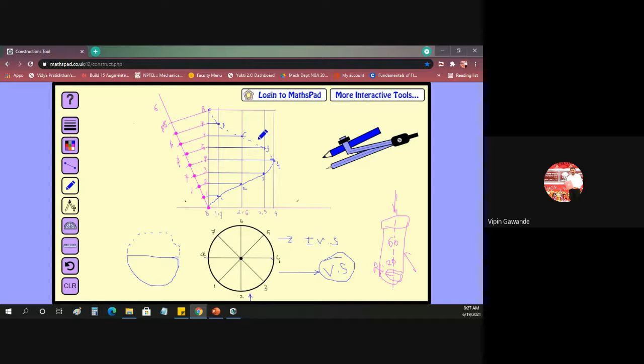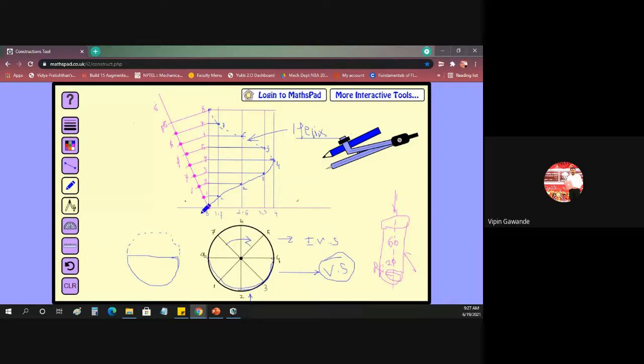What does the dotted line indicate? The dotted line indicates that this part is not visible to the observer. What does the dark line indicate? The dark line indicates that the part is visible to the observer. So only half the part is visible to the observer, and this part is invisible to the observer. And this is called what? The helix. Whatever we have drawn here is our helix.